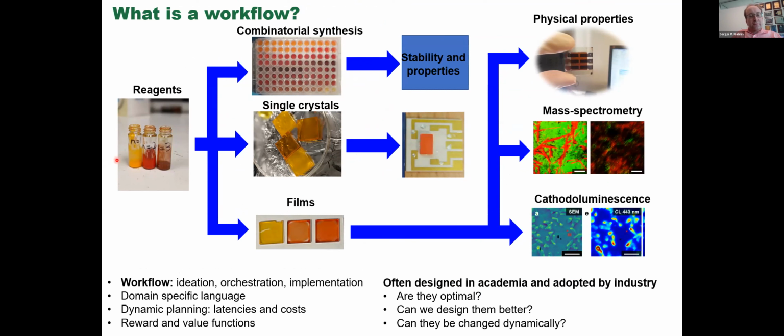So where do we start? We start with the reagents. Once we have them, we can produce the inks and use them to do the combinatorial synthesis of materials, and then use photoluminescence to study their stability and properties. We can use the same reagents to grow single crystals, and then we can study them using classical physical measurements, or by neutron scattering. Or we can use the same reagents to produce films and measure the physical properties, take mass spectrometry imaging, or perform cathodoluminescence.